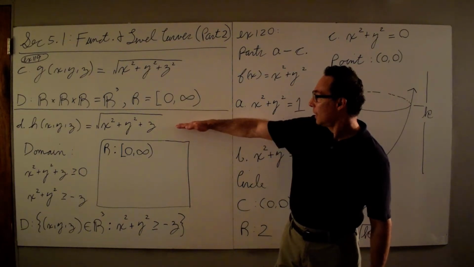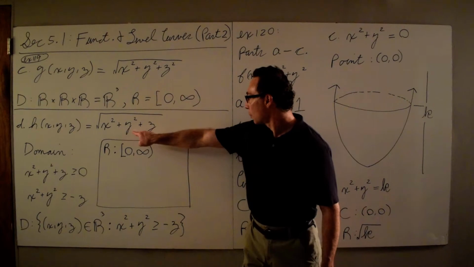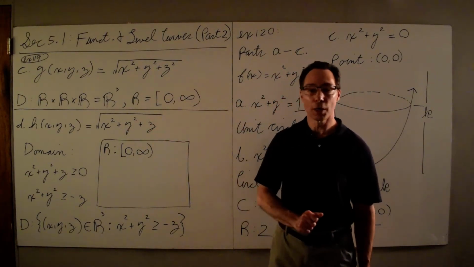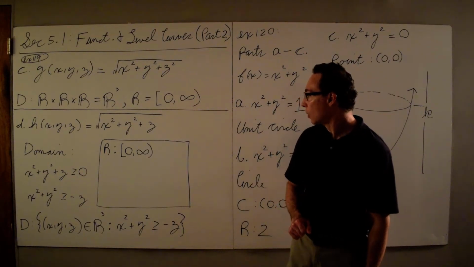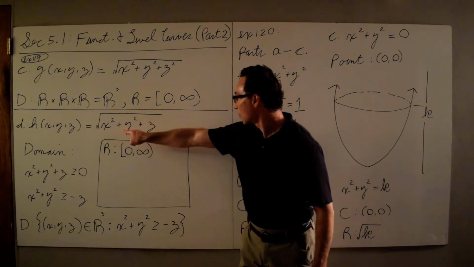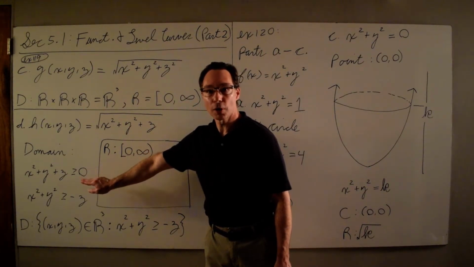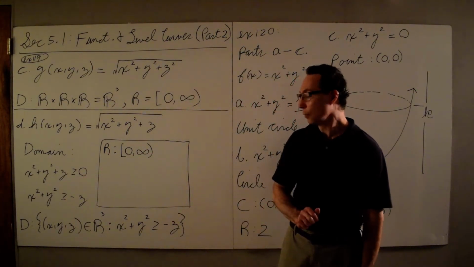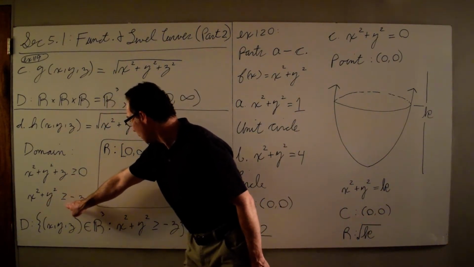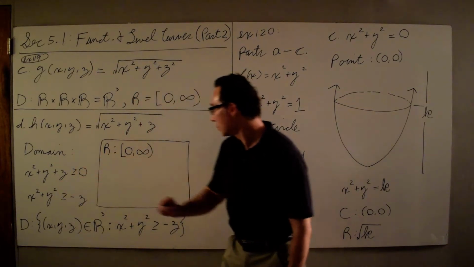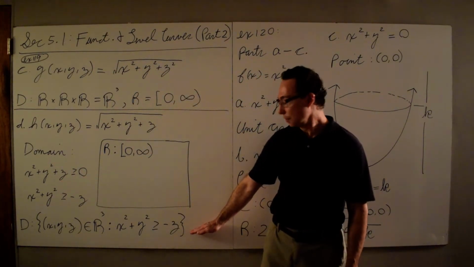For part D, h of x, y, z is the square root of x squared plus y squared plus z. This domain is not all of R3. What do we need? We need x squared plus y squared plus z to be non-negative. So x squared plus y squared plus z has to be greater than or equal to 0. X squared plus y squared is greater than or equal to negative z. Simply subtract z from both sides and write our domain as a set.